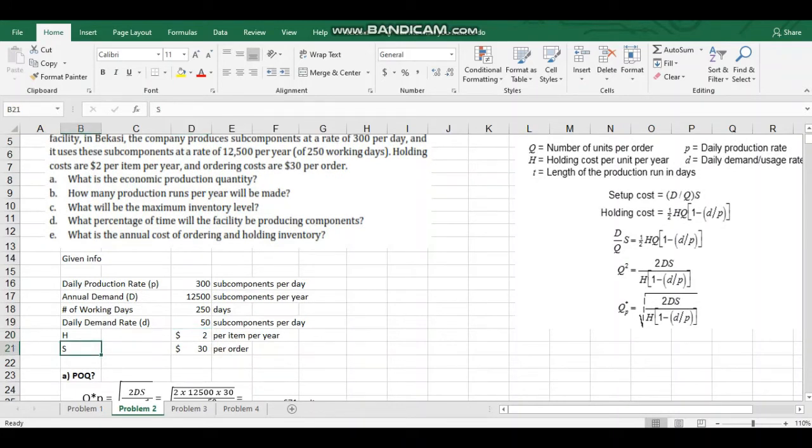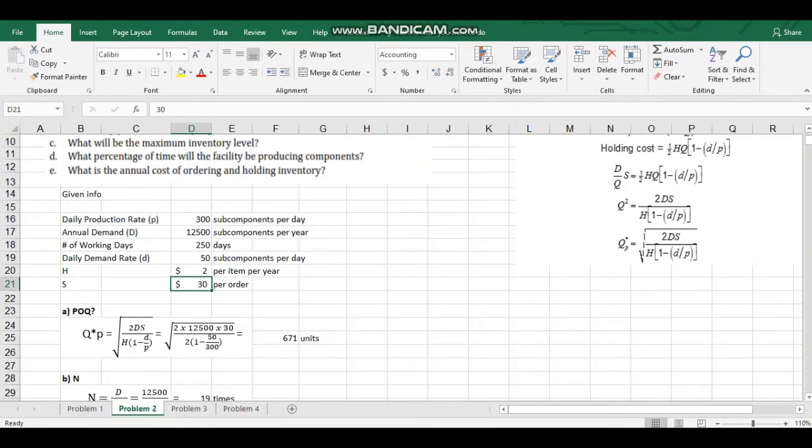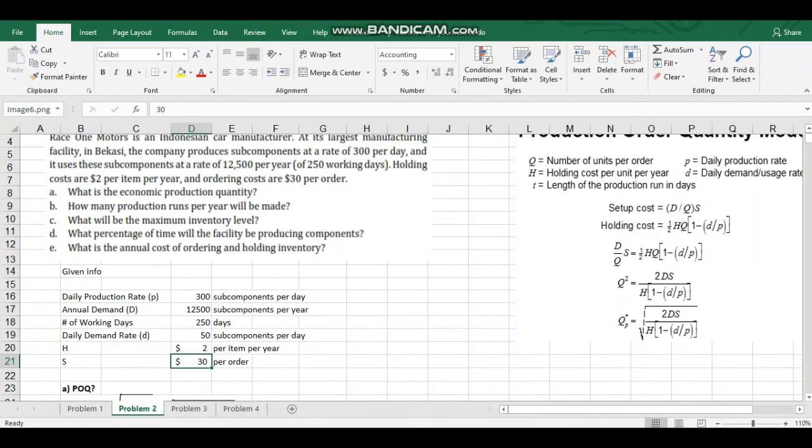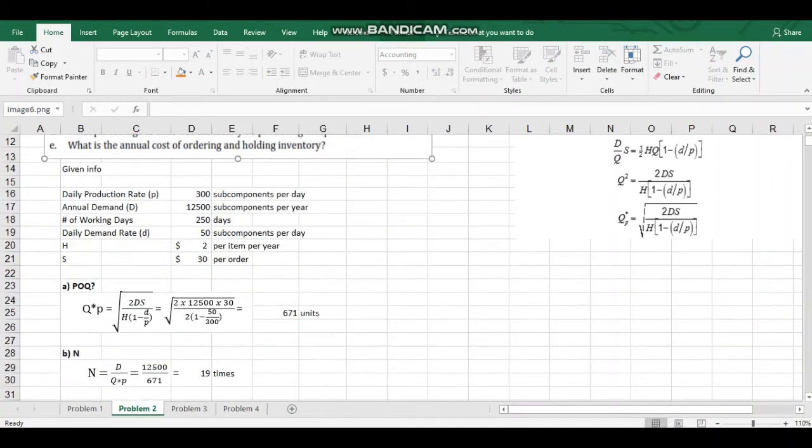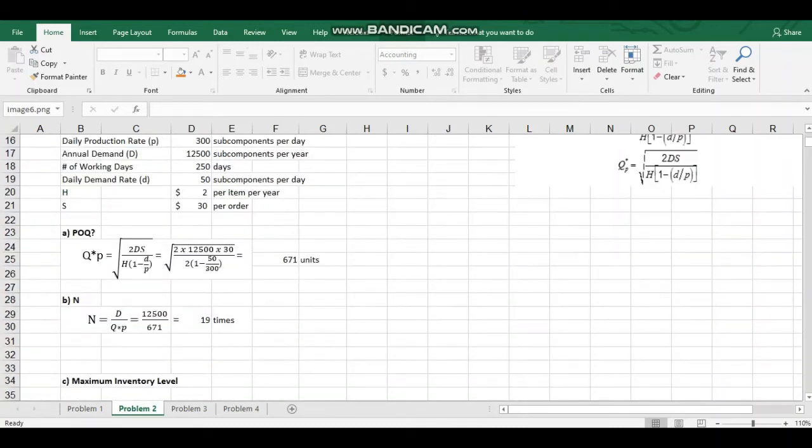And then the holding cost, it's stated in the problem that the holding cost is $2 per item per year, and the setup cost, it should be setup cost, not ordering cost. Setup cost is $30 per order. Anyway, I will revise it later in the problem sheet. It should not be ordering cost, it's supposed to be the product setup cost.